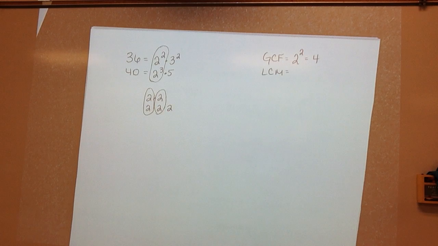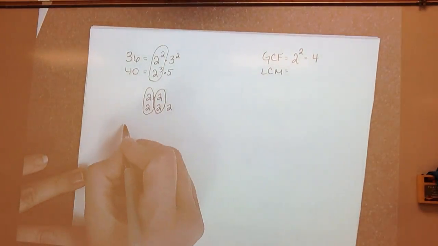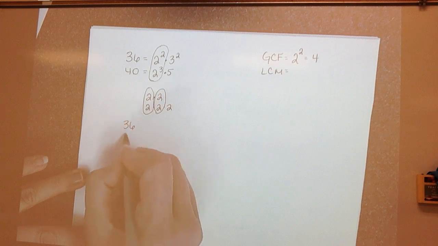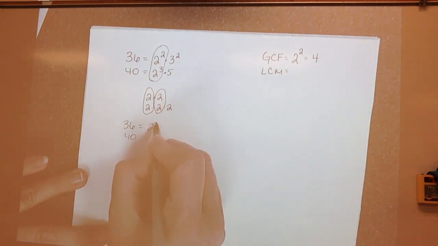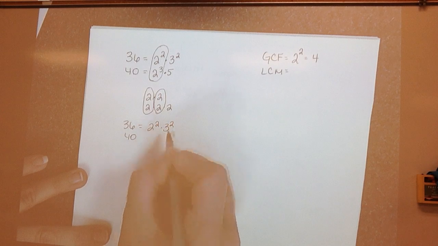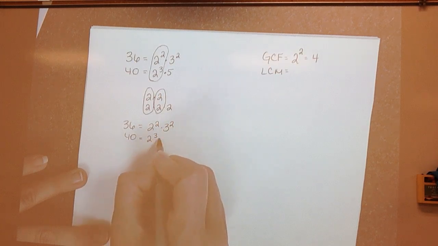Let's look at LCM. LCM is the product of the largest power of each prime. Notice I said each prime that is a factor of either of those numbers. All right, so let's go back to this for a second. I have 36 and I have 40. That's 2 squared times 3 squared. That is 2 cubed times 5.